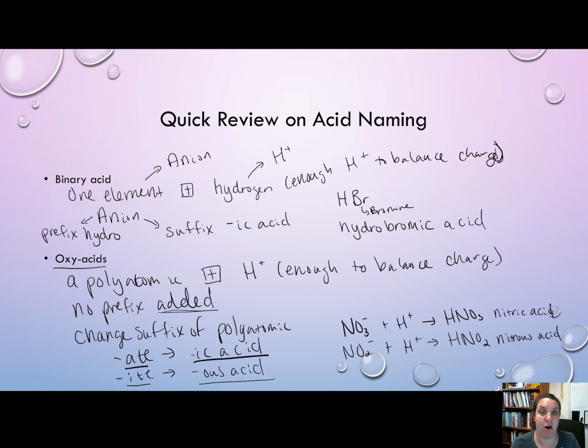Okay, now let's look at our acid and base strength. So, first we're going to start with acids. Acids, if it is a strong acid, we will completely dissociate in water.